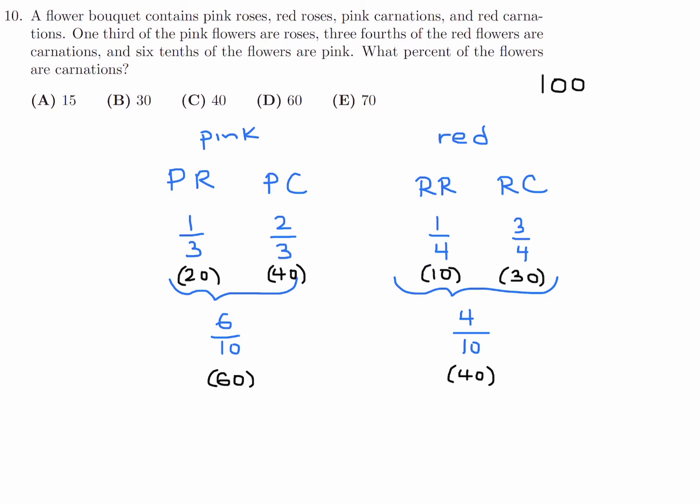And what they want, what percentage of the flowers are carnations? Well, the pink carnations, there's 40, and red carnations, there's 30. So 40 plus 30 represent the carnations, and the total number of flowers is 100, and that's 70 over 100, which is obviously 70%. So number 10, the answer is E.